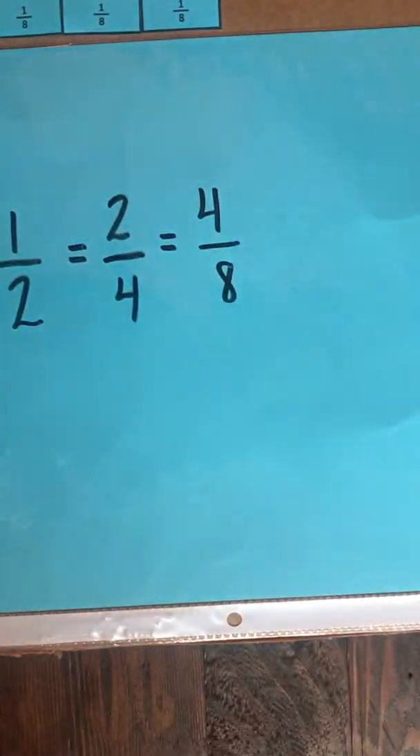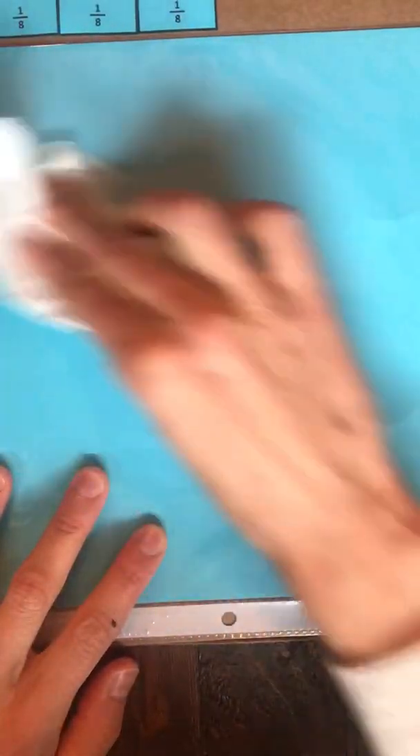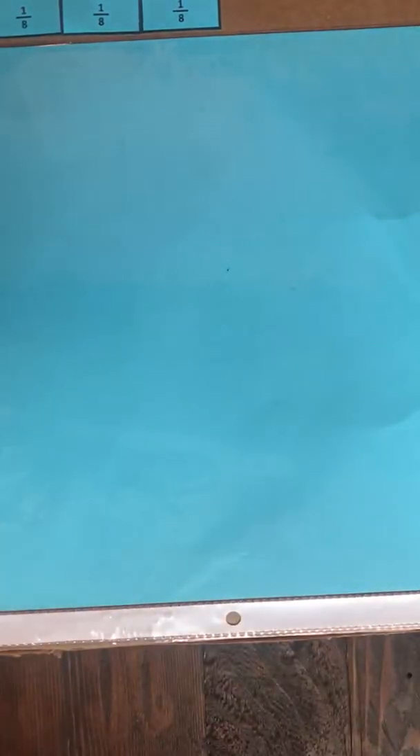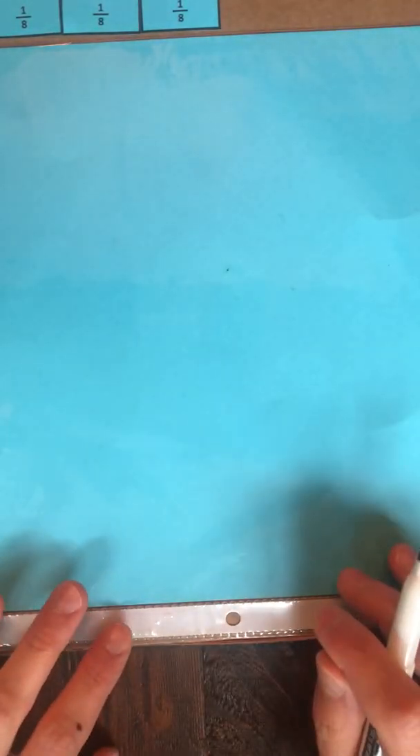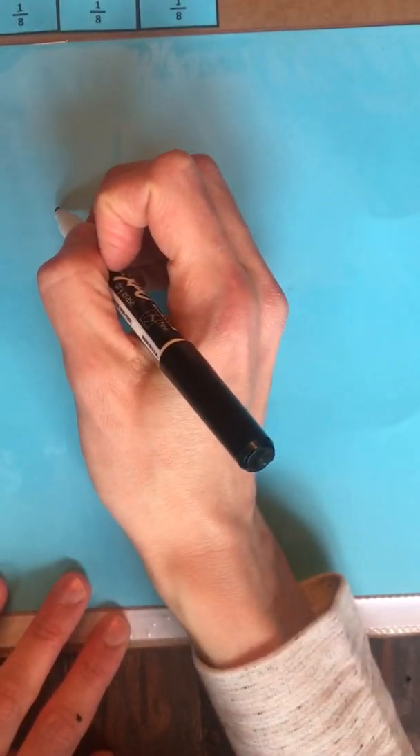Okay, so when you multiply a fraction by the same number on the top and on the bottom, you can create an equivalent fraction. This fraction will still keep its value, which means it will still represent the same part of the whole. So let me show you what I mean.